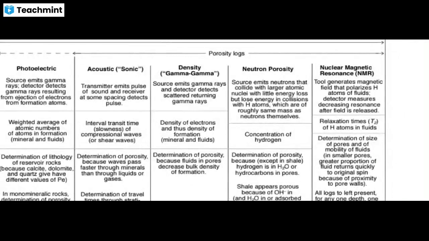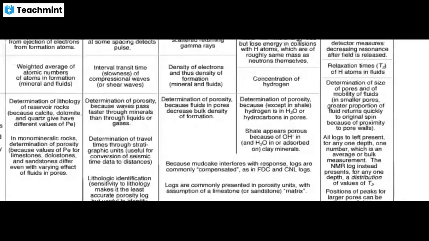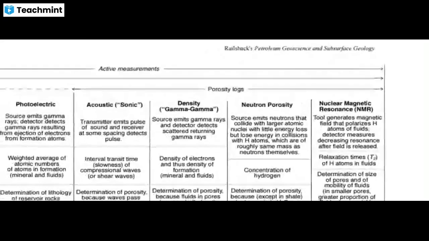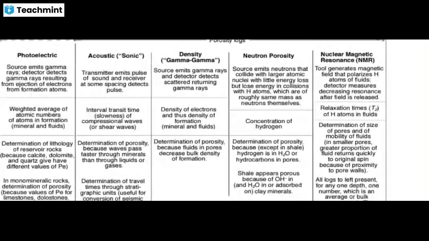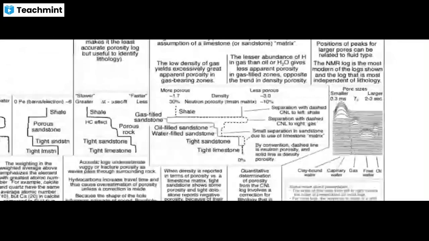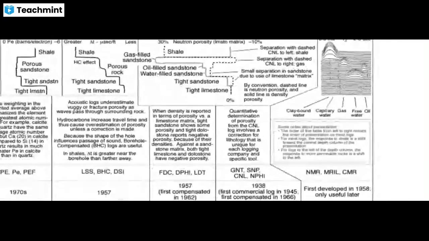The source emits gamma rays and detects scattered returning gamma rays. So the density of electrons and the density of formations are measured, and porosity is determined, because the fluids in pores decrease the bulk density of formation. So this is regarding the density gamma, and you can see here the example.